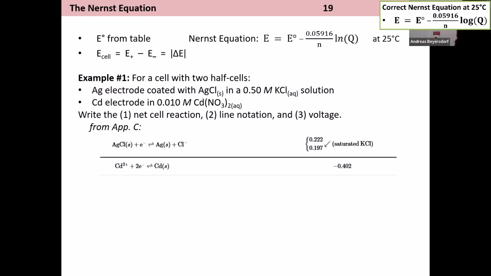All right, so this is our net reaction, okay? So the AgCl is becoming Ag, that's happening at the anode, whereas the cadmium is becoming cadmium 2+, that's happening at the cathode.